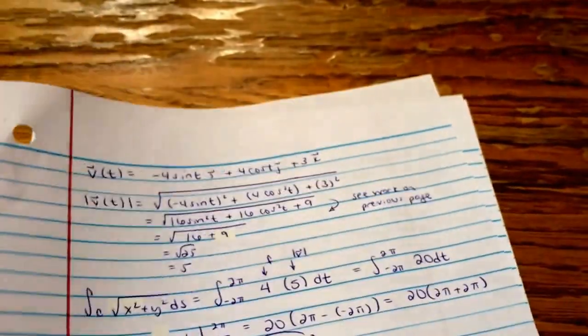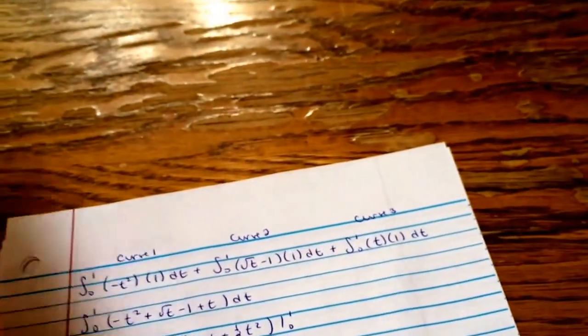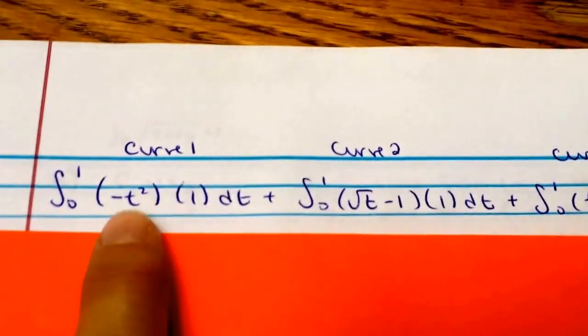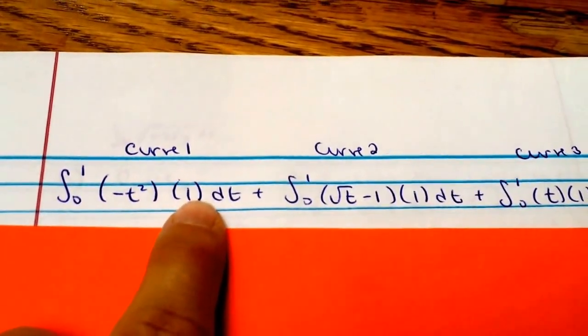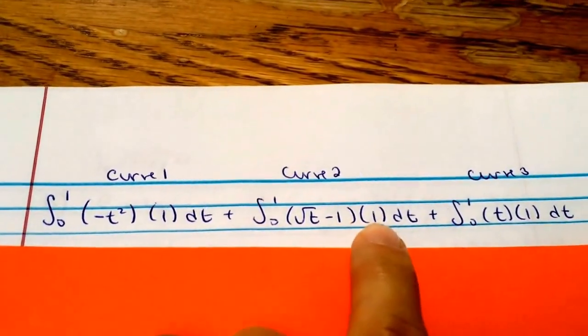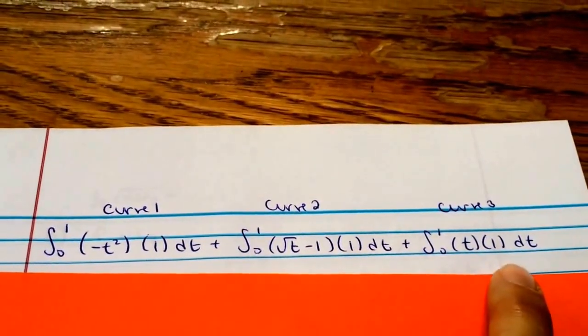All right, so let's put this all together now. Notice I did it originally as 3 separate pieces. I've got curve 1, here's my function, here's my extra piece. Curve 2, here's my function, here's my extra piece. Curve 3, here's my function, here's my extra piece.